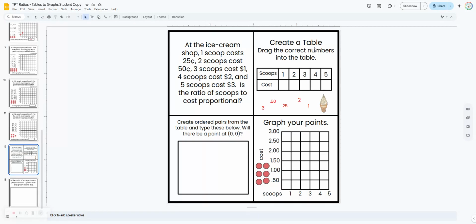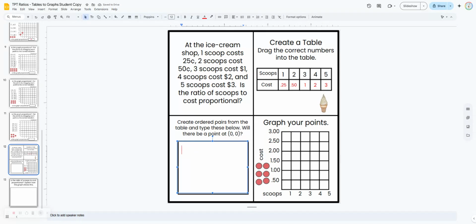So we're going to start with creating a table here. The number of scoops, so we can see here, and these are movable. So 1 scoop, if we look back at our problem, is 25 cents. So I'm just going to click on this, click on that little blue square, and I'm going to move that into place. 2 scoops is 50 cents, so I'm just creating my table by moving these numbers into place. 3 scoops, $1. 4 scoops, $2. And 5 scoops, $3.